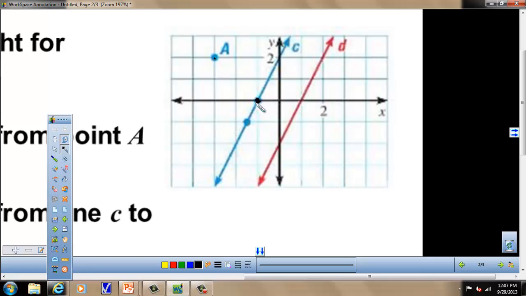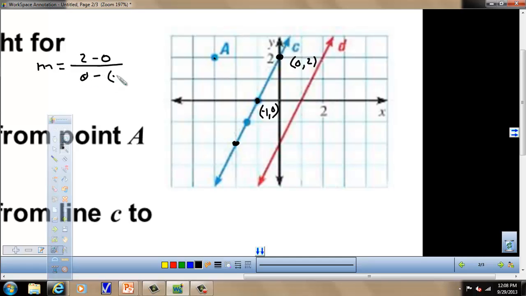So if you notice, there's a point here, and they give us this point, but I kind of like this one a little bit more, or this one down here. Those are all points on the line that are easy to read. So I'm going to use this (0, 2), and I'm going to use this (-1, 0), and find the slope. So the slope in this case would be 2 minus 0 over 0 minus -1. That gives me a slope of 2/1, or 2.